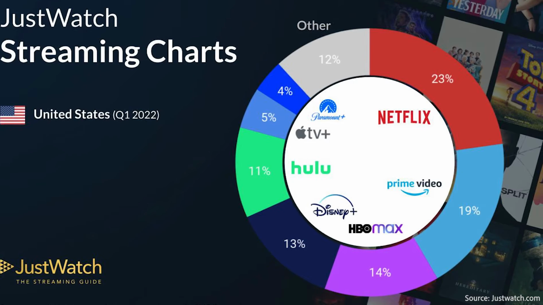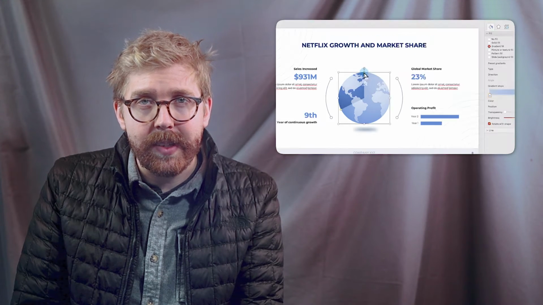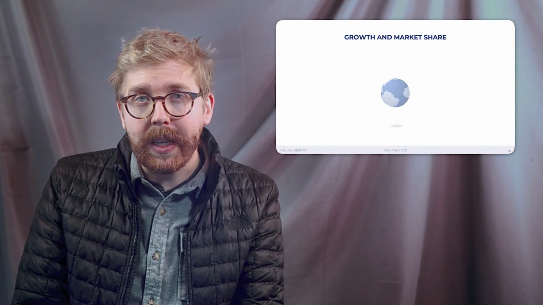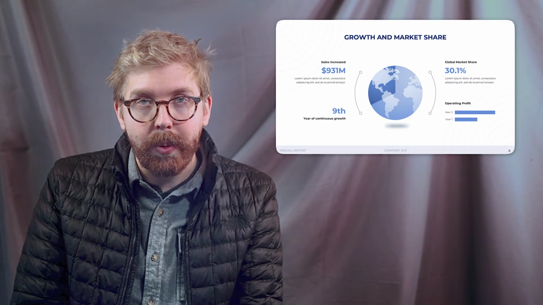Think of the saturated streaming industry. Netflix has a 23% market share, while Prime Video has 19%, HBO Max has 14%, and Disney Plus 13%. These companies always make sure to highlight these numbers in their annual reports. With all of this competition, it's now a lot harder for new streaming companies to succeed. But if you can break through and attract some of that market share, it will look great in your annual report.